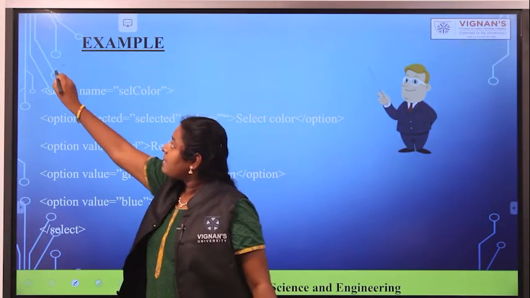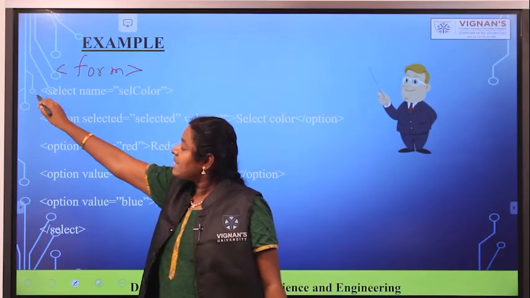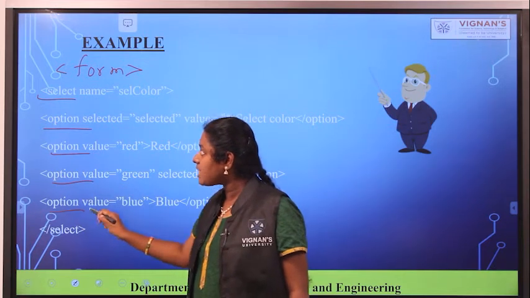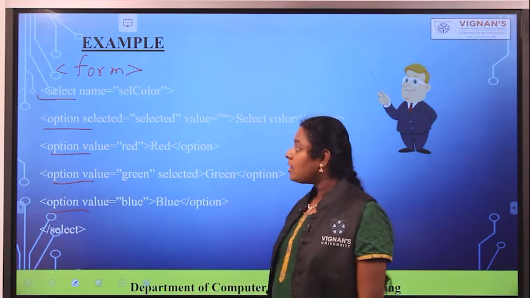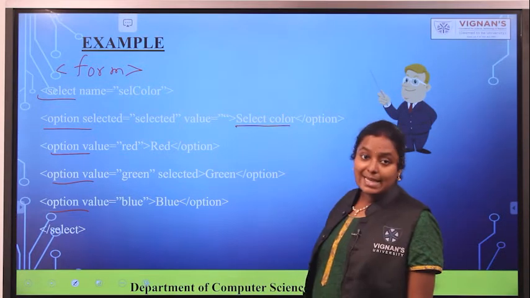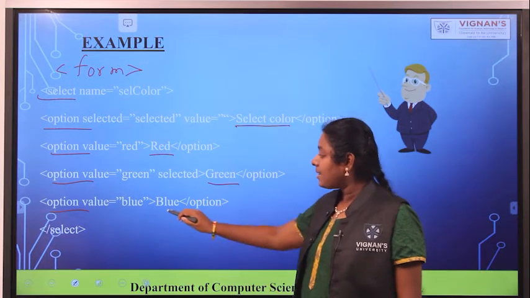So here again you can write the code within the form tag. So this is the select. You are giving multiple options. So how many options am I giving in this select box? Totally I am giving 4 options. So what is the first option? It will show select color. What is the second option? Red. Next green and next blue.